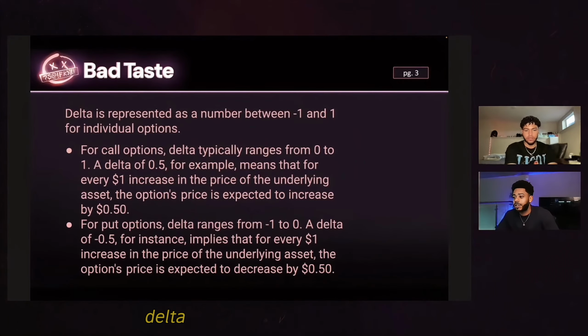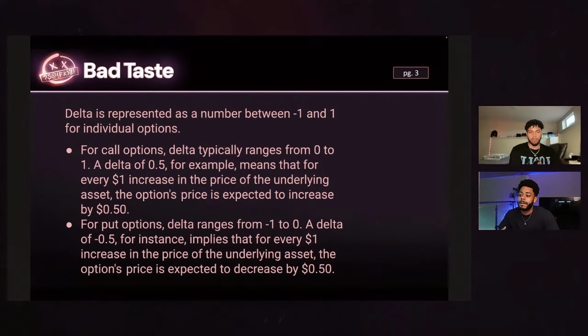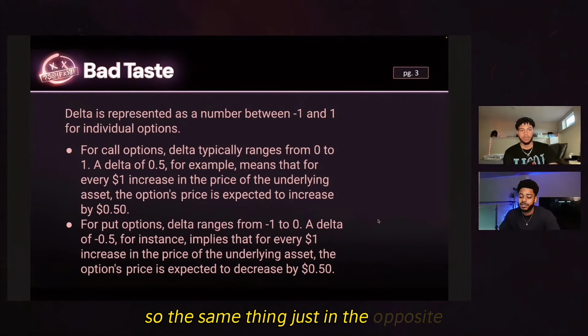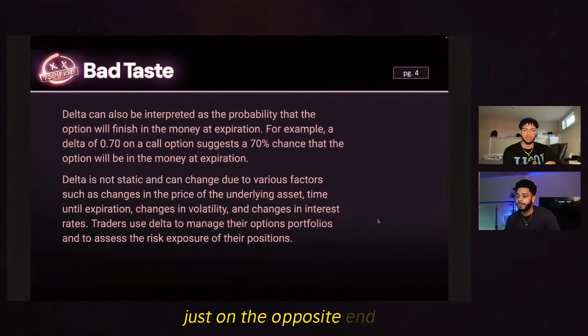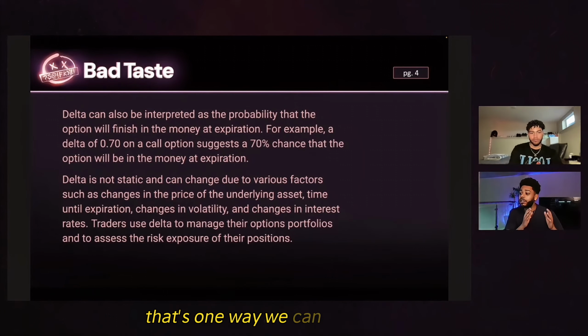For put options, delta ranges from -1 to 0. A delta of -0.5, for instance, implies that for every dollar increase in the price of the underlying asset, the option's price is expected to decrease by 50 cents. So the same thing, just on the opposite end. That's one way we could view delta. It helps us know how aggressive of a position we have on.